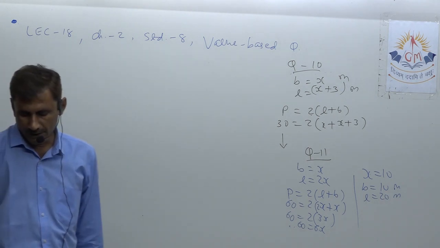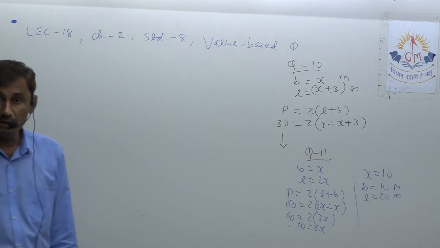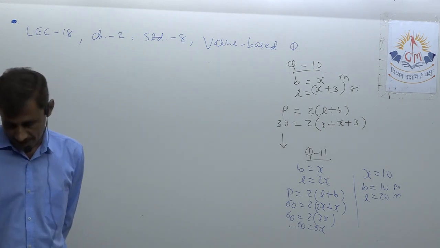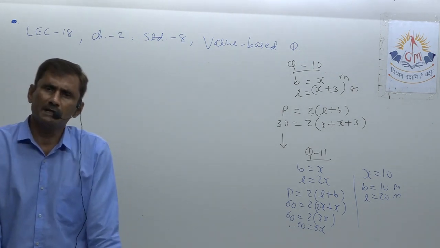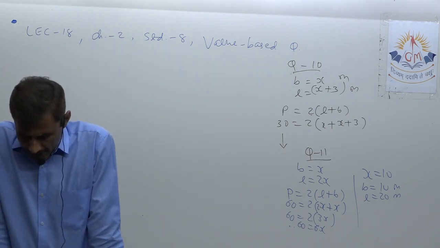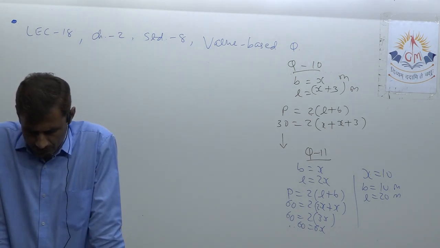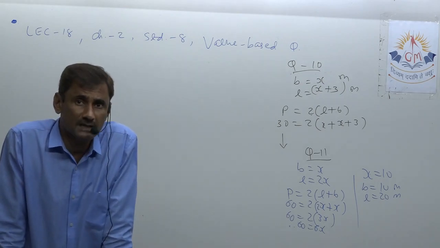Okay. Now in question 12, all three sides are already given in supposed form, x form. Perimeter is given as 30. So just add all of them and write it equal to 30, because perimeter means only the sum of all sides.